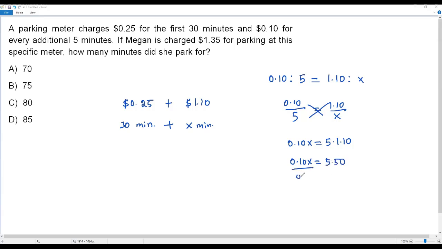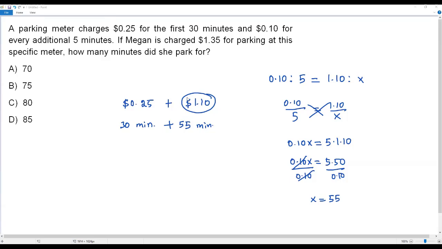Now to solve for X, I divide both sides by 0.10. So this 0.10 will cancel out. X equals, when I divide 5.50 by 0.10, I'm getting 55. Now I got the number of minutes of parking for this $1.10. That is 55 minutes. We can replace this X by 55 minutes.